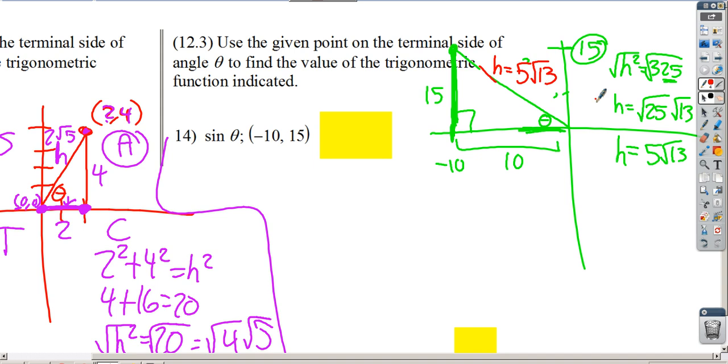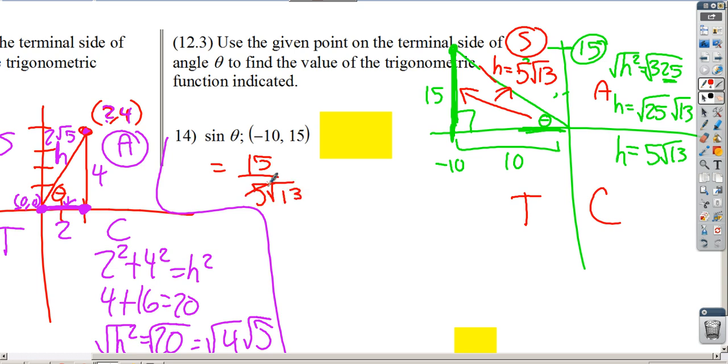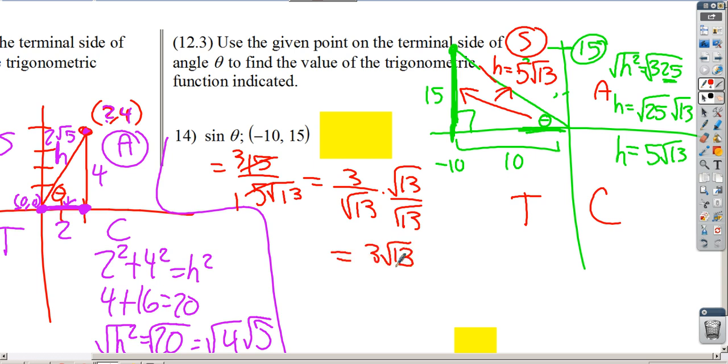Now the other thing is, according to All Students Take Calculus, in this quadrant, sine should be positive. So our final answer, if we do it correctly, should be positive. And the sine is the opposite over the hypotenuse, or 15 over 5 radical 13. The 5 goes into itself once, and it goes into 15 three times. So this is the same as 3 over radical 13. If we rationalize by multiplying the top and the bottom like so, we would get 3 radical 13 over 13. And it turned out to be positive naturally.